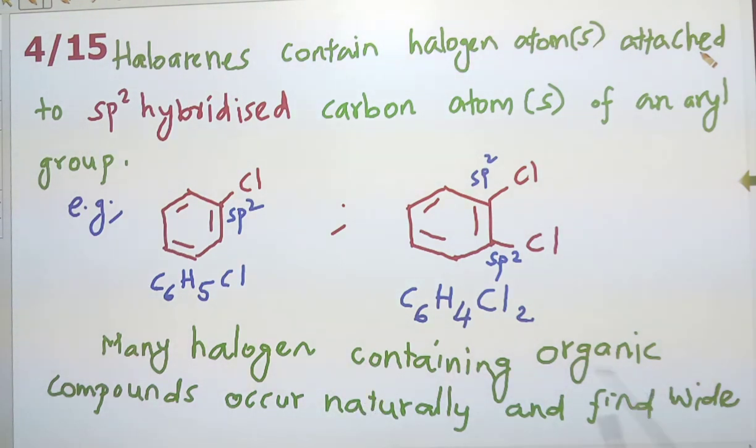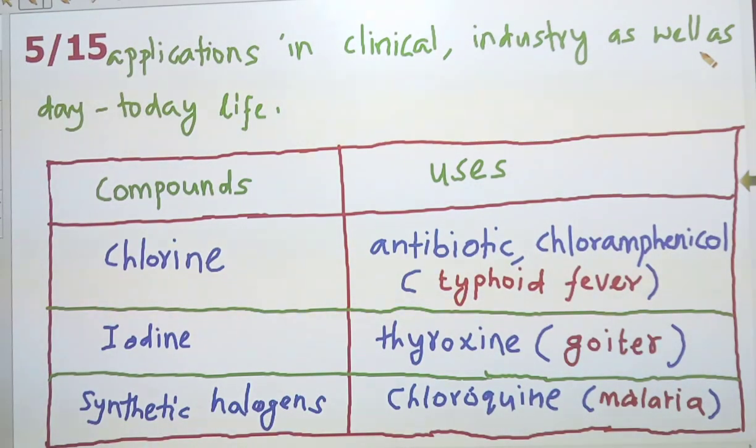Many halogen containing organic compounds occur naturally and find wide applications in clinical, industry as well as day-to-day life. Here I have given some of the halogen containing compounds and their uses in a tabular column. Let us see the first compound, chlorine containing compounds are mainly used as antibiotics. Here I have given one of the antibiotics, chloramphenicol. It is mainly used in the treatment of typhoid fever and eye infections.